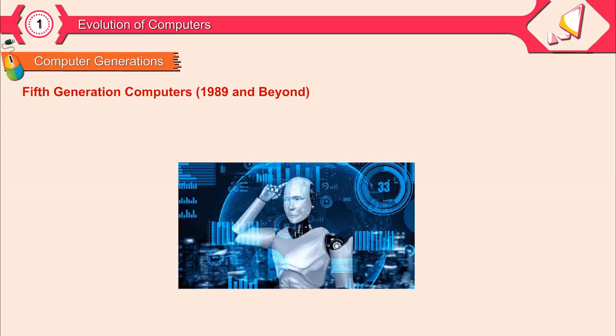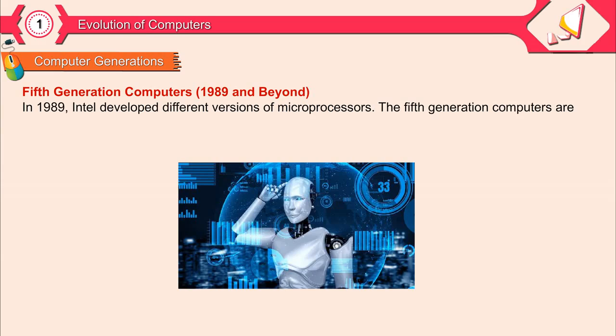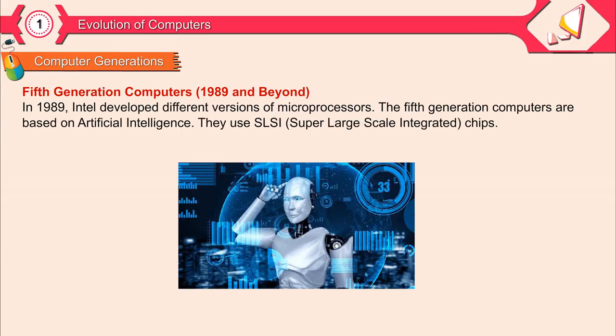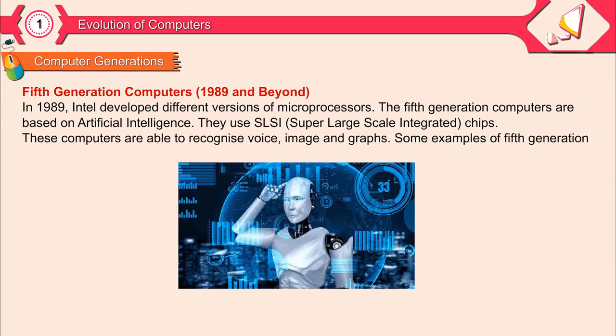Fifth generation computers, 1989 and beyond. In 1989, Intel developed different versions of microprocessors. The fifth generation computers are based on artificial intelligence. They use SLSI, Super Large Scale Integrated chips. These computers are able to recognize voice, image, and graphs. Some examples of fifth generation computers are robots, quantum computers, and nanocomputers.